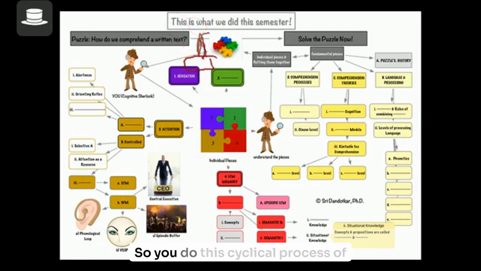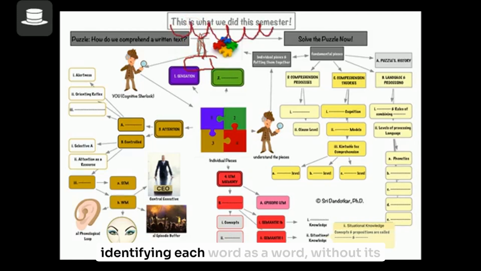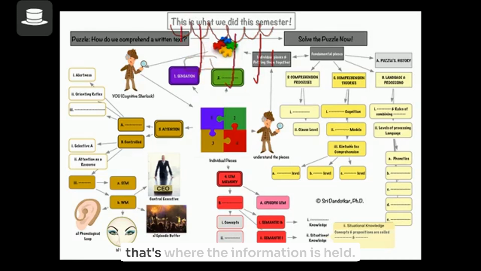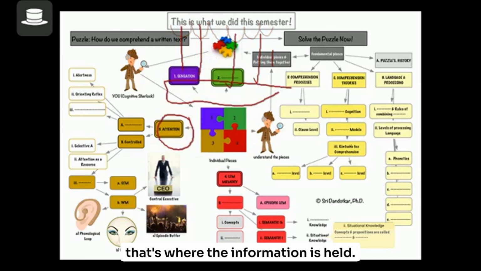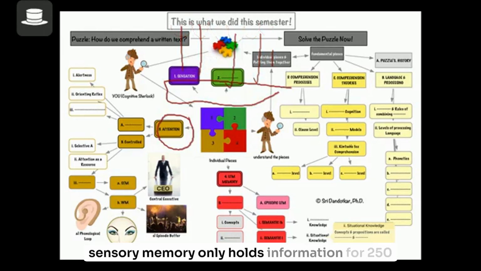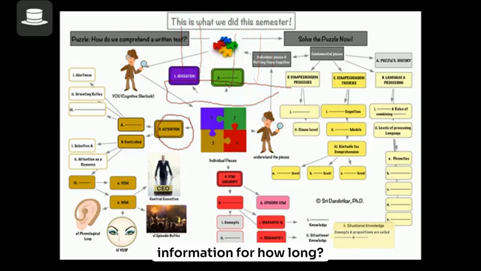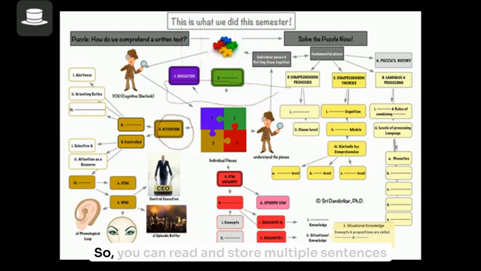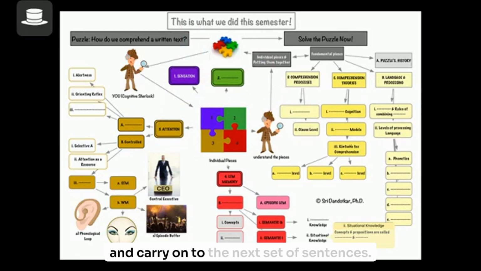So you do this cyclical process of identifying each word as a word without its meaning or anything. Then all these identified words are held in short-term memory, and that's where the information is held. As you know, sensory memory only holds information for 250 milliseconds, but short-term memory holds information for how long? Yeah, 15 to 30 seconds. So you can read and store multiple sentences and carry on to the next set of sentences.